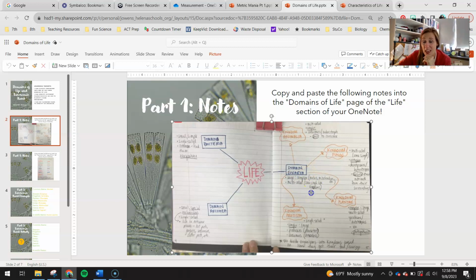They're very large and complex, and they're multi-celled. So our body as a human is made up of millions and millions and millions of cells. Okay, so all of these are going to be very complex, and most of them are made up of tons and tons of cells.